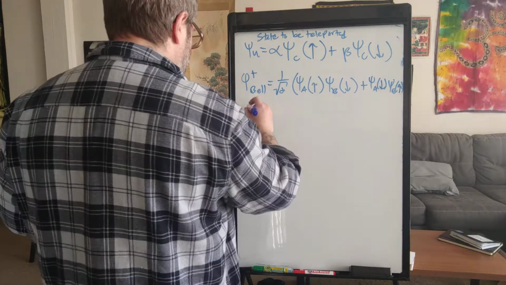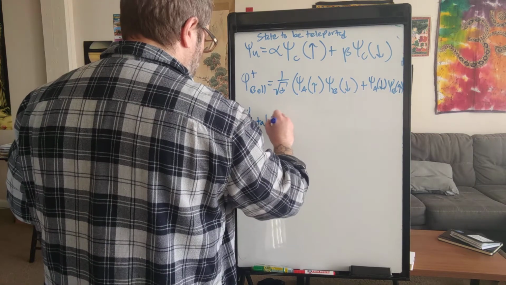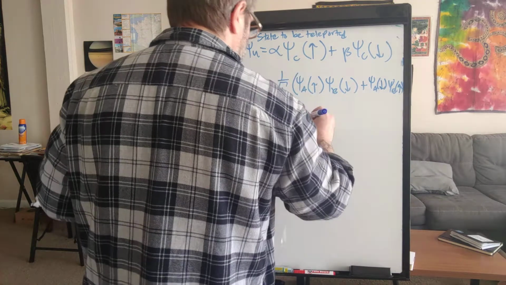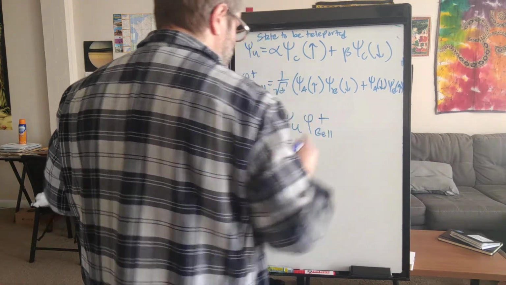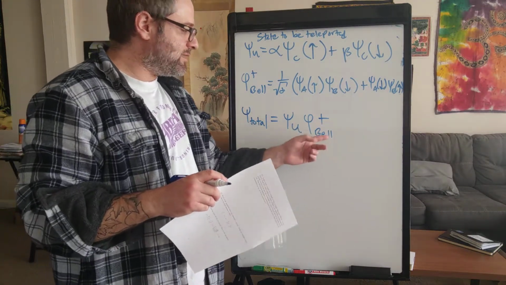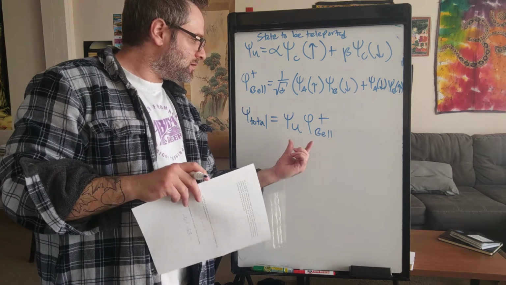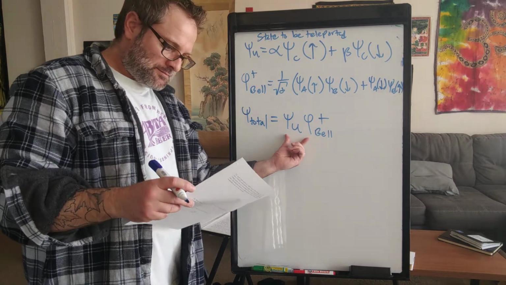So then the total state of the whole system is given by psi of u, this unknown bit, times phi Bell plus. Each party gets part of the state, right? This is the Bell state, and this is the unknown state.